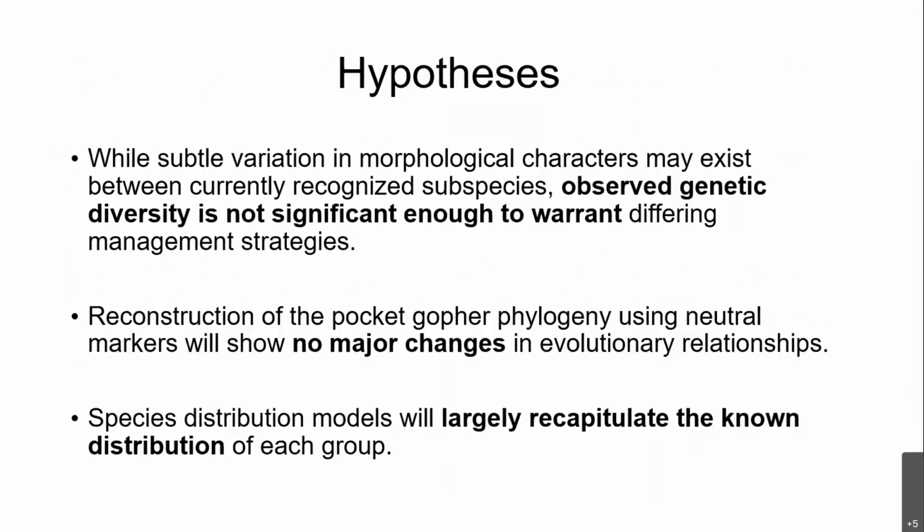Some of the hypotheses that we generated were that while there is subtle variation in morphological characters within these subspecies, the observed genetic diversity is not significant enough to warrant different management strategies based on subspecies. Reconstruction of the pocket gopher phylogeny will not shake up the tree, basically. Pocket gophers have been studied extensively for many years by many different techniques, so I don't think our RAD-Seq data is going to shake up that tree. And these species distribution models will largely recapitulate the known distribution of each group.